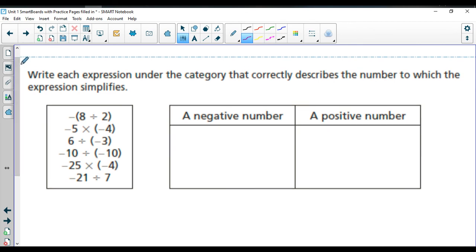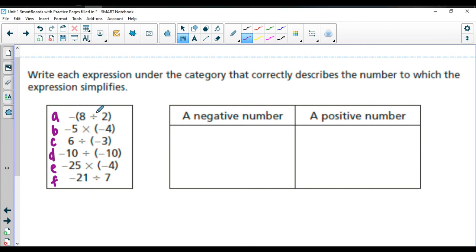Final example that we have here, we have write the expression under the category that correctly describes the number to which it simplifies. We're going to call this A, B, C, D, E, and F. If you would go ahead and actually label those for me. All right, so having all those labeled, we're going to go ahead and go through here.